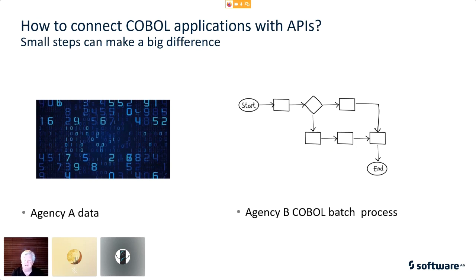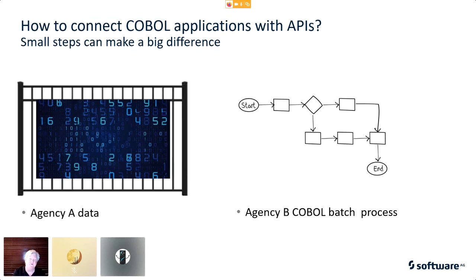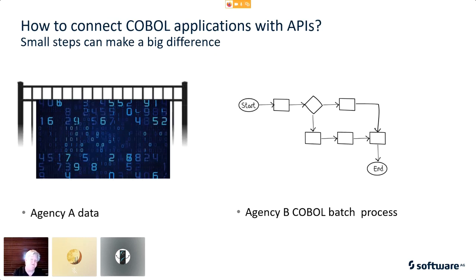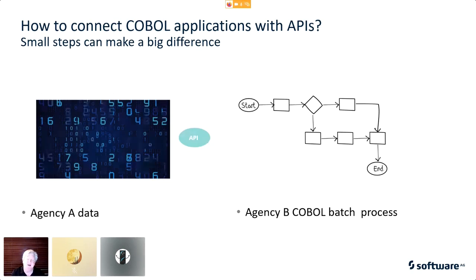Another agency within that same state had a COBOL batch process that had absolutely nothing to do with Agency A. Agency A was a criminal justice system. Agency B's COBOL batch processing was a completely different division. Agency A's data, however, was in jail. And strangely enough, it was information about whether a citizen was currently a guest of the state in jail. But what they one day decided to do is they decided to free that data and create an API.